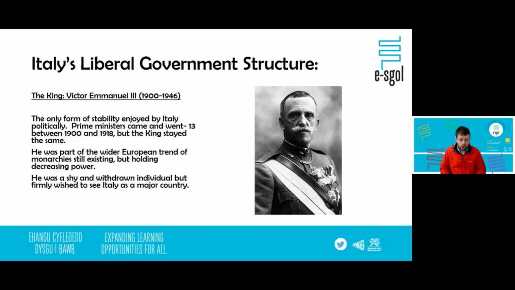And ultimately, he was a shy, he was a withdrawn individual, but he wished to see Italy as a major country, one that had big moves and steps to make in Europe, if not the world as well. So he himself, he personally didn't like the instability of the turnover of 13 prime ministers.